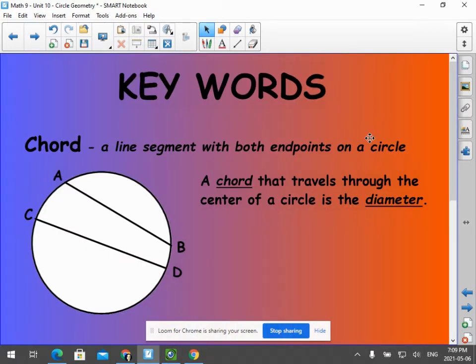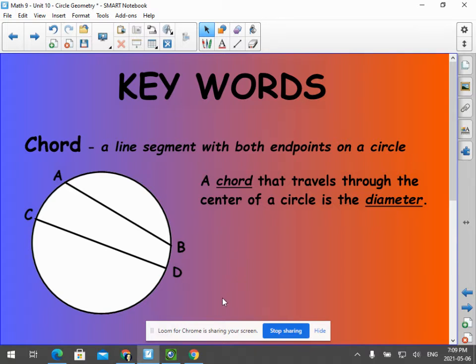The first key word is a chord. And a chord is simply a line segment that has two endpoints on a circle. So this and this, two endpoints of a line segment. We should remember that a line segment is just a fancy way to say a line, okay, at the ends of a circle. Now, a chord that travels through the center of a circle is the diameter.